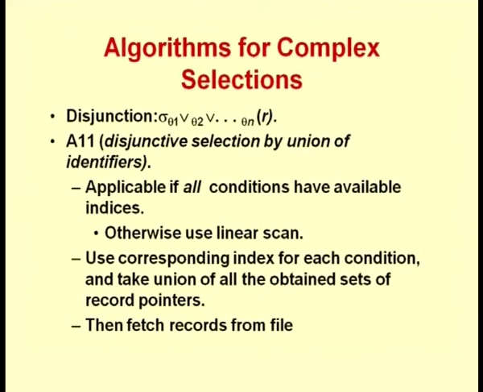This was the conjunction. Now, you have the disjunction. A11 is disjunctive selection by union of identifiers. It is applicable if all conditions have available indices, otherwise use a linear scan. Use the corresponding index for each condition and take the union of all the obtained sets of record pointers. Again here you are taking the record pointers and fetching the records from the file.